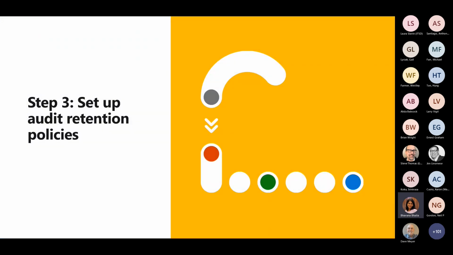Next, we have to set up the audit retention policies. If you have configured Audit Premium, it provides a default audit log retention policy where Exchange Online, SharePoint Online, OneDrive for Business, and Azure Active Directory audit records are retained by default for 1 year. The audit records generated in other services are retained for only 90 days. If you want to retain audit logs for all other services for longer than 90 days, then you will have to set up an audit retention policy.